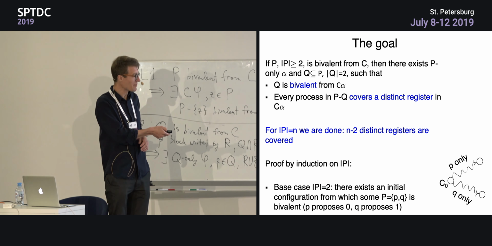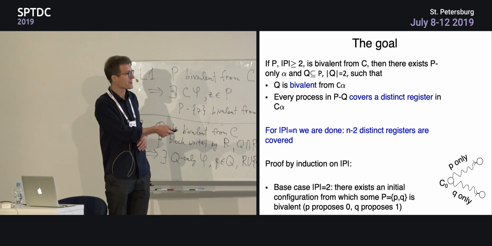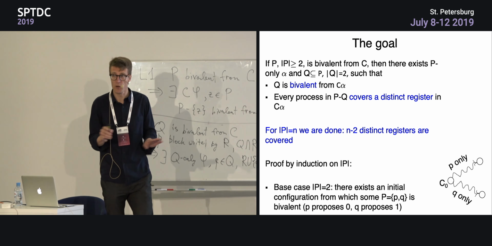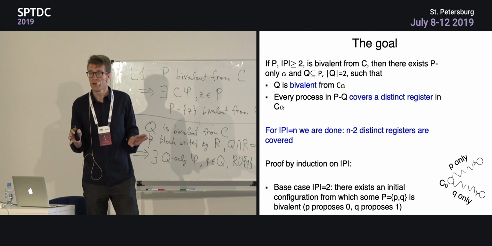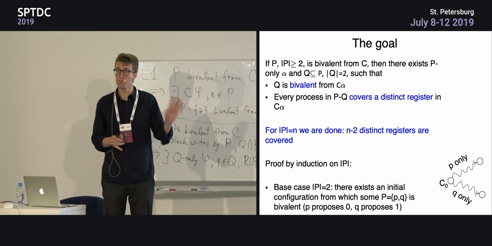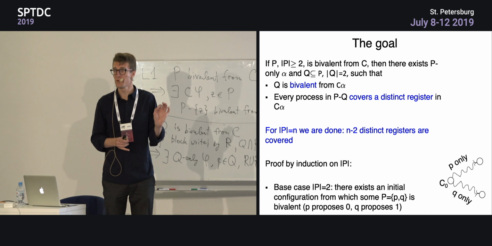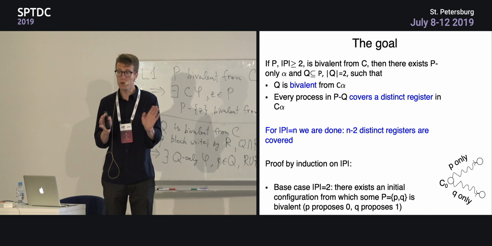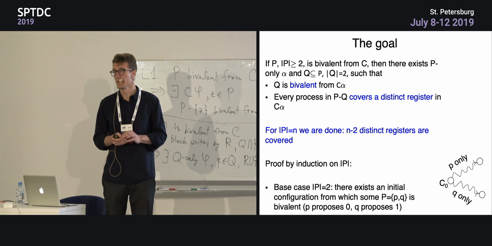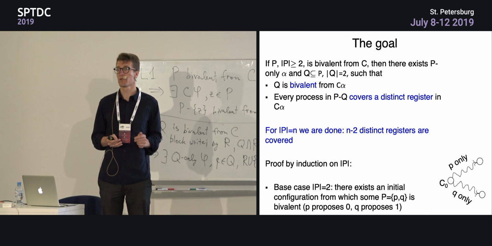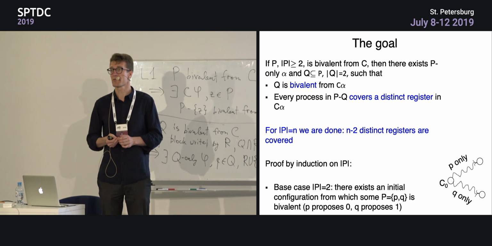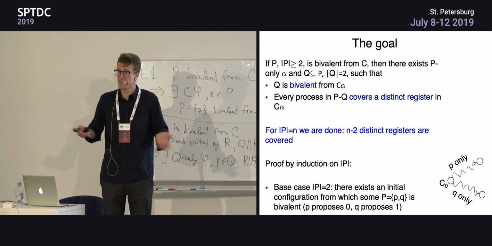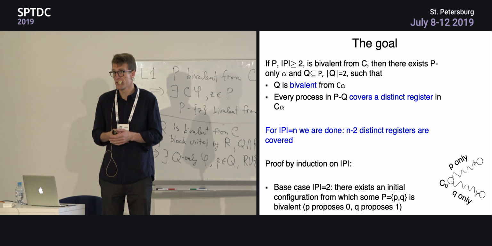I'm finding some initial configuration C0. This is my initial configuration where nobody took any steps whatsoever. In this configuration, one process has input 0 and the other process has input 1, and I only consider these two processes P and Q. So I let P run solo, it should decide 0. Let Q run solo, it should decide 1. Of course, this initial configuration is by definition bivalent for these two processes.